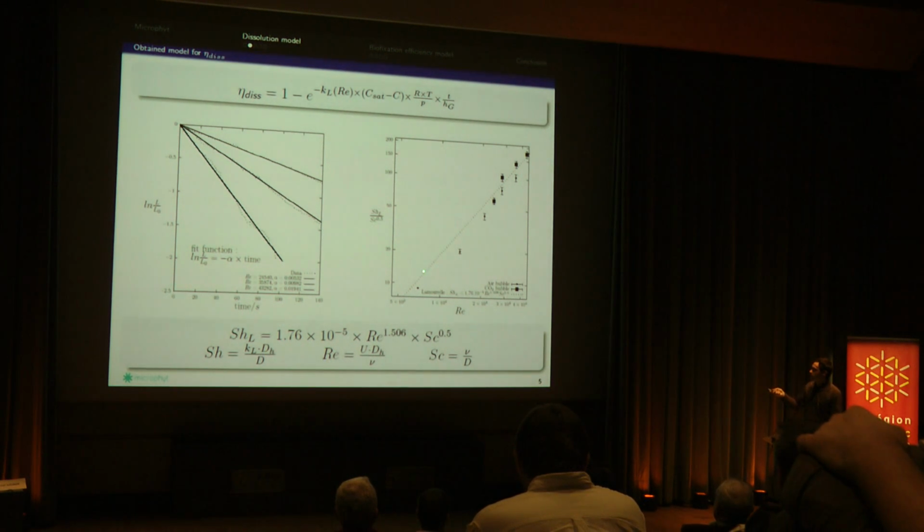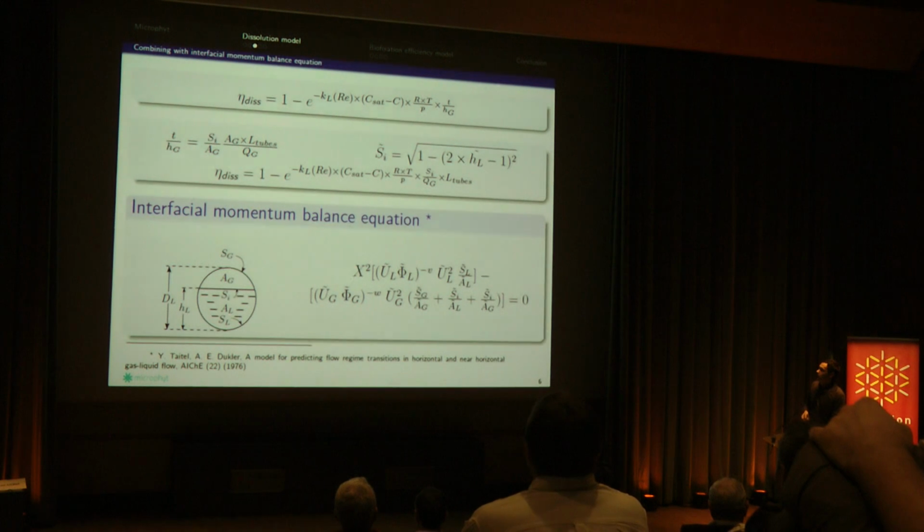And we've shown that our data are very well correlated by a correlation found in the literature given by Lamourel, which was measured for wetted wall columns. So they also had a flat interface with small waves. Okay, so that's the basis of the work.